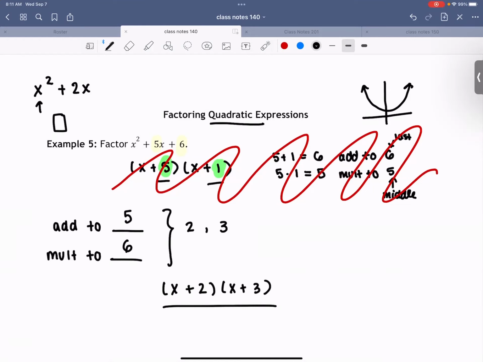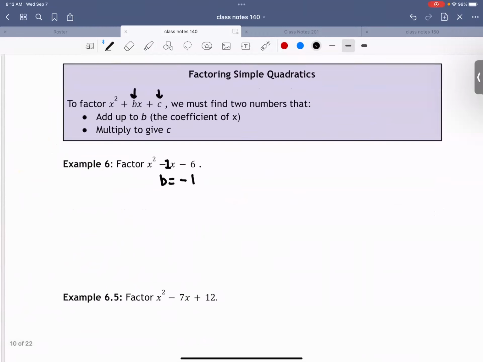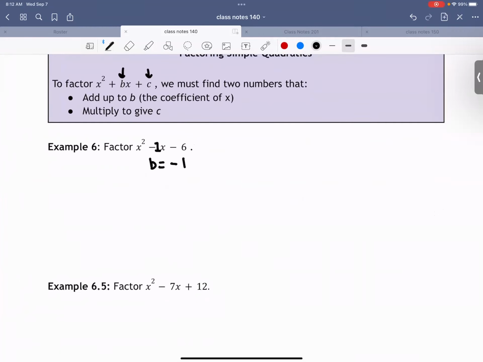Are we all good? Okay, let's do the next one. We've got B -1 and we've got C, which is -6, right? We want to add to the middle. So we want to add to -1 and we want to multiply to -6. Can you give me two numbers that do this? -3 and +2.